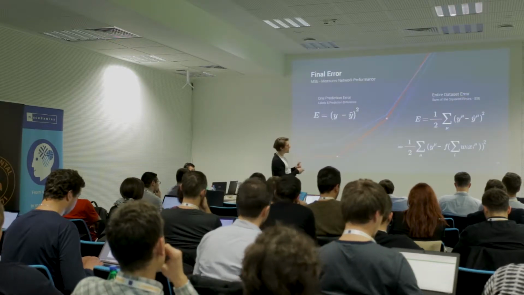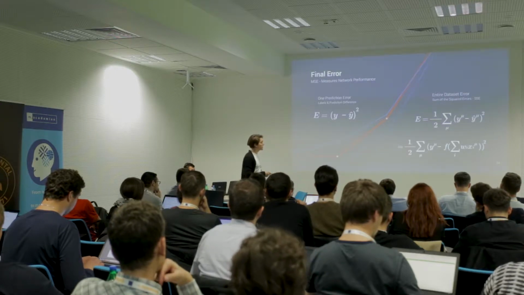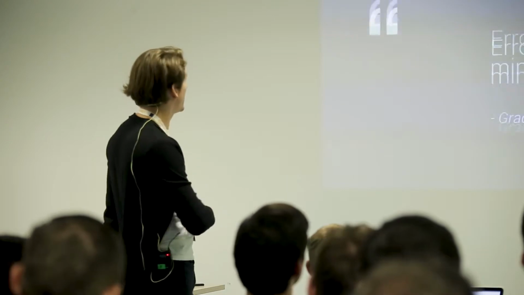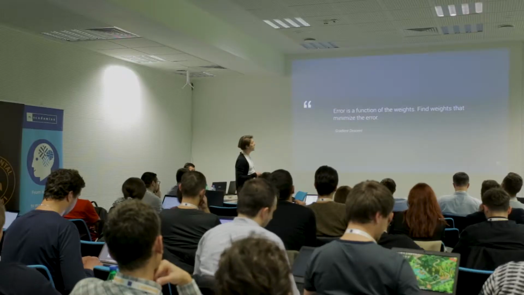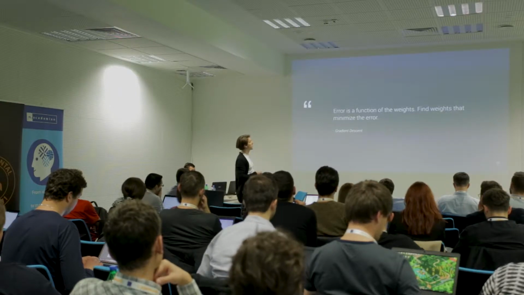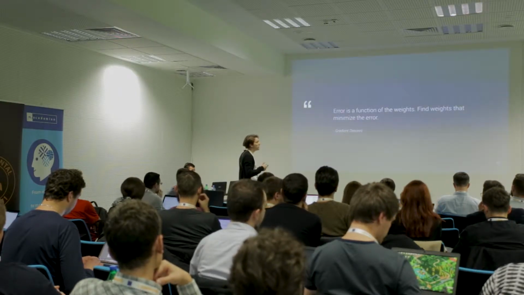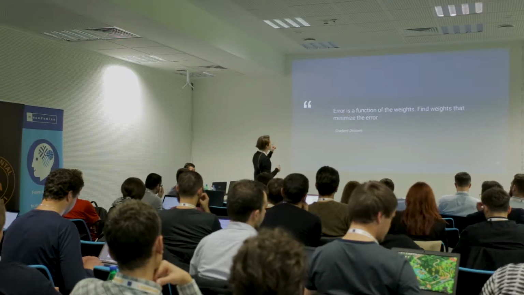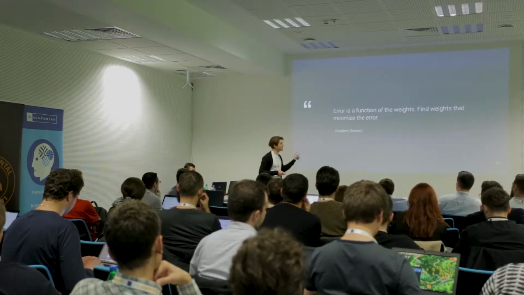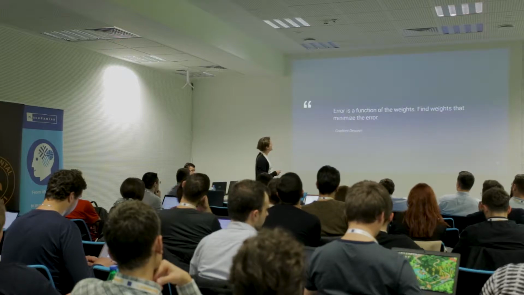When we look at the error like this, we understand, and this is the most important part here, that the error is a function of the weights. So basically the only things that we get in the error function are the weights as parameters. Then what we need to do to make the error as small as possible is to find weights that minimize it.